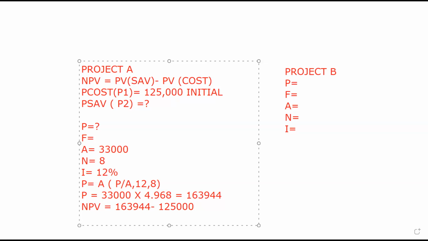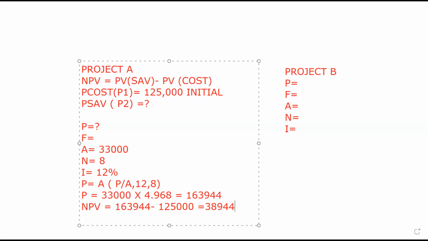Please, what's the value? Somebody help us out. That's 38,944. Yes. So it means project A is a good investment because the net present value is positive. The cost of the initial investment is 125,000, and when I accumulated the savings and brought them back to present day value, it gave me 163,000. So even without starting the business, it has shown me that at the end of 8 years, I'm better off by 38,944.